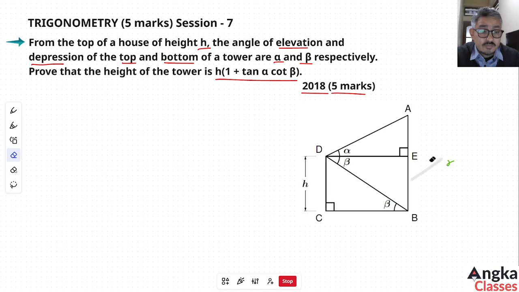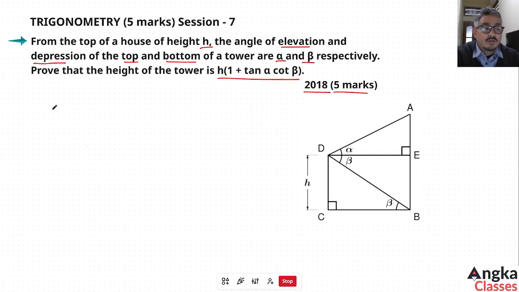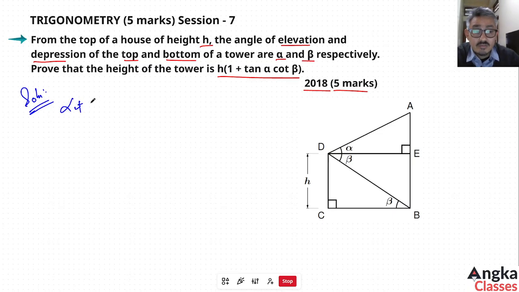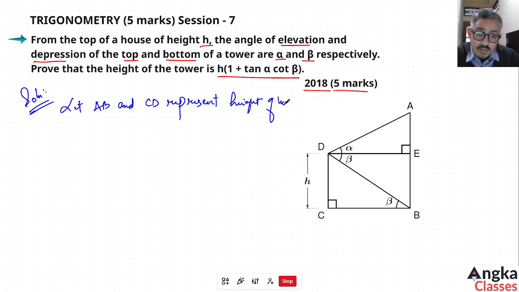Okay, now the solution. Let AB and CD represent the height of the tower and the house respectively.